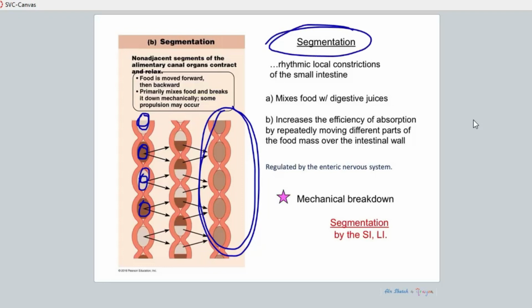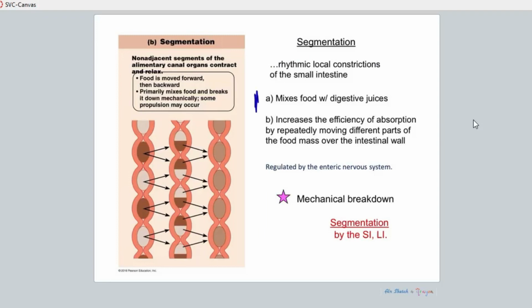There are these rhythmic constrictions of the small intestine that, like this says, mix food with digestive juices, and also increase the efficiency of absorption by moving this food mass repeatedly against the wall of the small intestine. So this kind of looks similar to peristalsis, except with peristalsis, the main goal is just to move the material down through the GI tract. Segmentation, we're actually trying to move it together. But they do have some commonalities between the two.